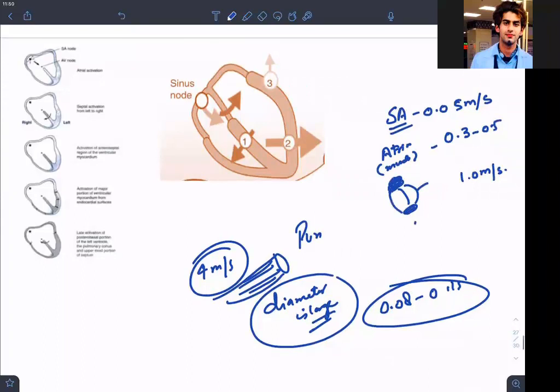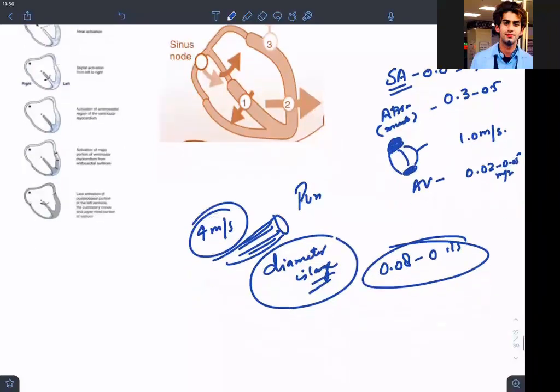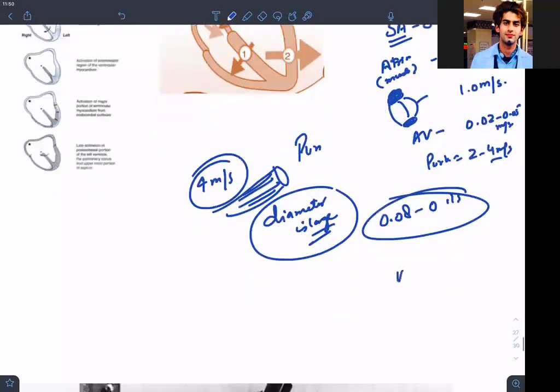And then we reach the AV node. What about the AV node? The AV node will show 0.02 to 0.05 meter per second. We are talking about the conduction velocities of the different tissues of the heart. What about the Purkinje? Purkinje, you can tell me 4. If you give a range, the Purkinje range is around 2 to 4 meter per second, and the highest is 4 meter per second. What about the ventricular muscle? Ventricular muscle has less than 1 meter per second.